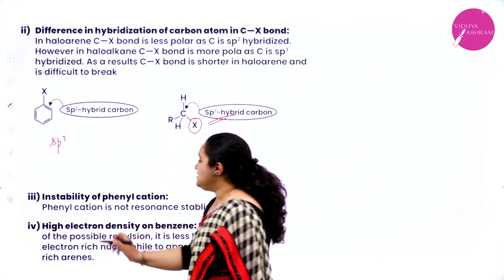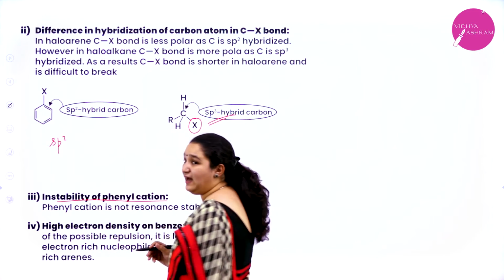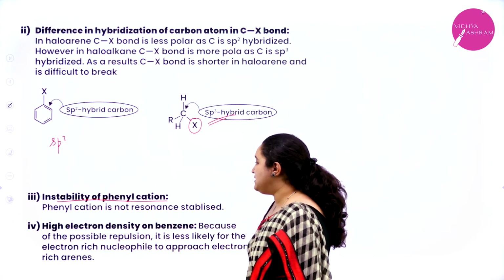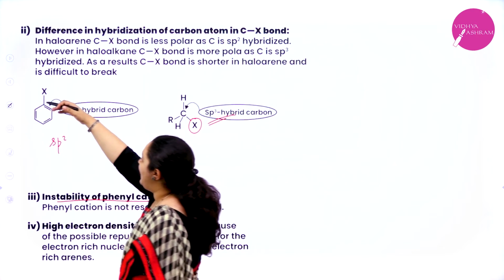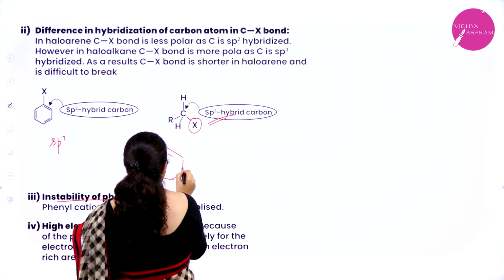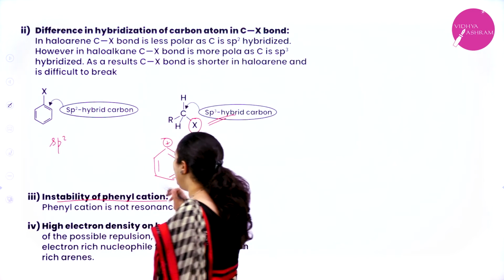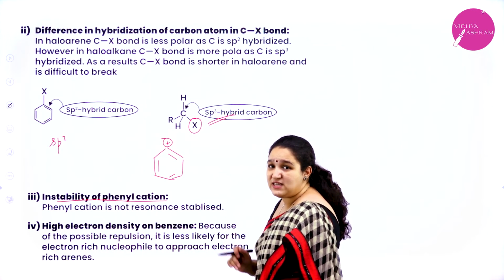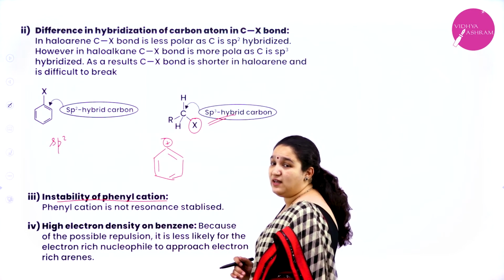The third reason is instability of phenyl cation. So what happens here is, even if for example the halogen is removed, it will form a phenyl cation like this. Okay, and this is highly unstable. That is the third reason.